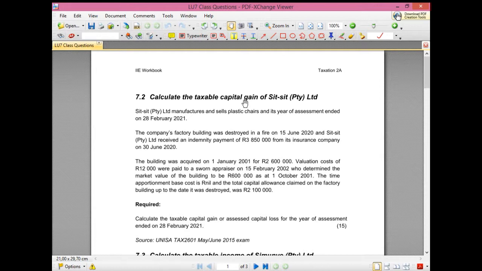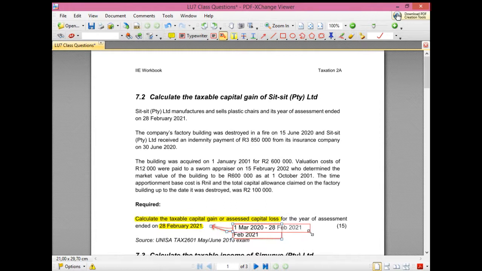Okay, so the first thing we always do is we go to the required. So they ask you in this question, calculate the taxable capital gain or assessed loss for the period ending 28 February 2021. Okay, so if the period ends 28 February 2021, that means our year runs from 1 March 2020 up to 28 Feb 2021. So for a 12-month period.